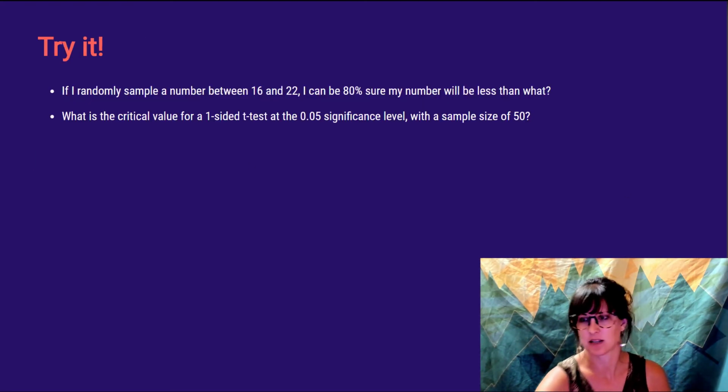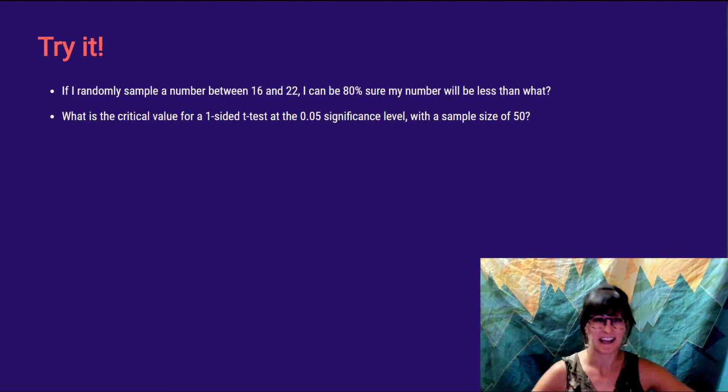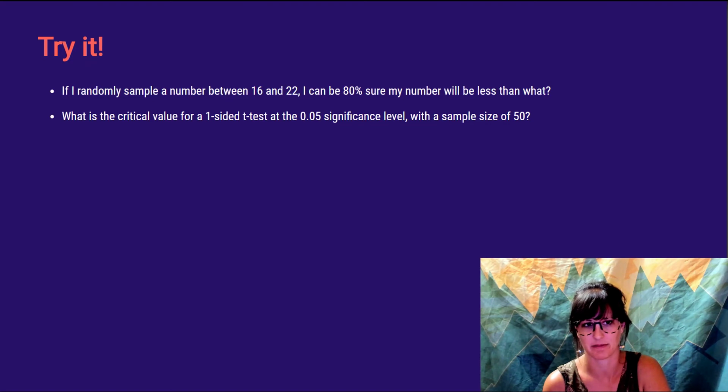So let's try this quickly before we lose our little headspace. If I randomly sample a number between 16 and 22, I'm 80% sure that number will be smaller than what? And for those of you who remember your statistics a little better, what is the critical value for a one-sided t-test at the 0.05 significance level with a sample size of 50?